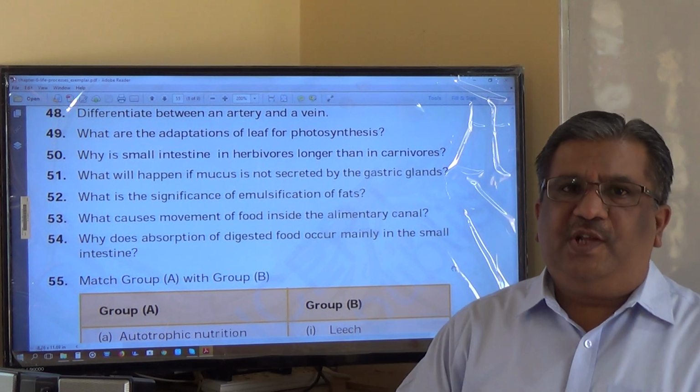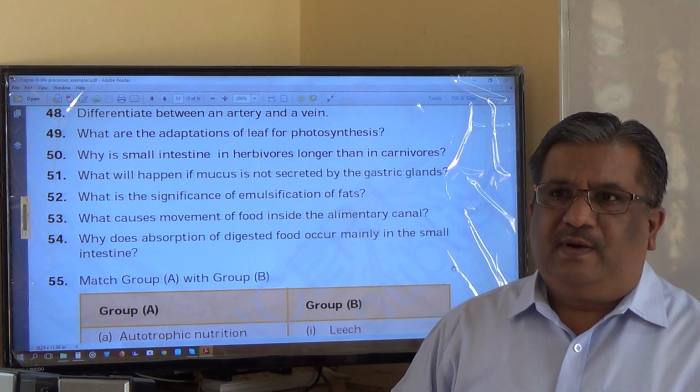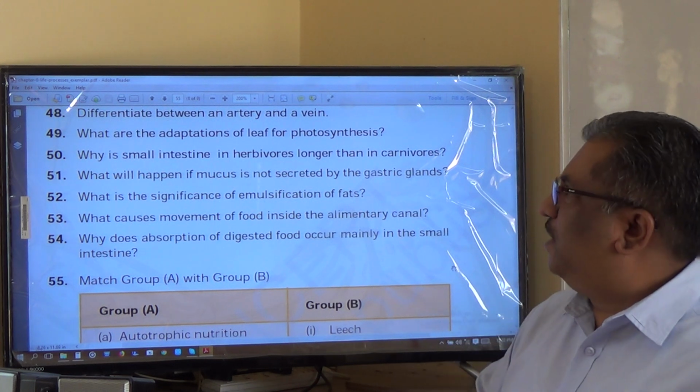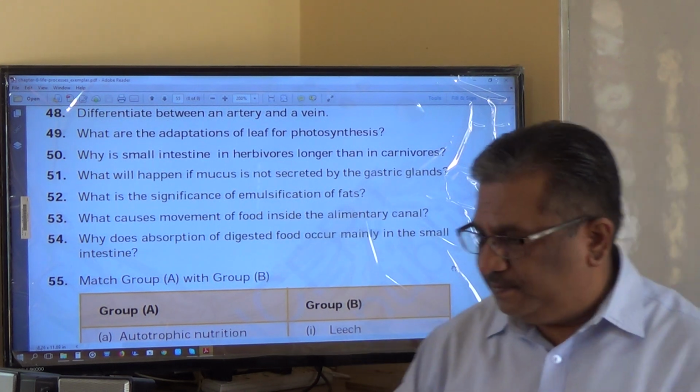And one more thing is, in general, the leaves are exposed normal to the sunlight. In general, is it not? Leaves are exposed normal to the sunlight. That is one more thing you can say. Next.